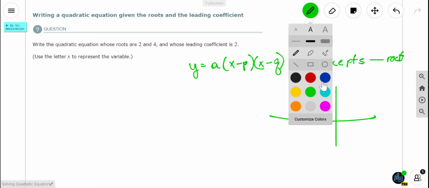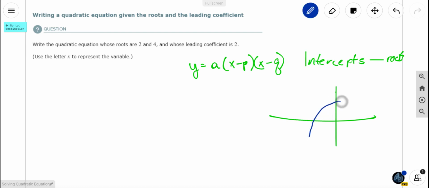Okay, so if we are graphing this quadratic, this is where the graph crosses the x-axis. These are called intercepts. They're also called roots. They have 5 names. These points are so important that they have 5 names. Let's see, solutions, intercepts, roots. But this is the equation they want you to grab. So you just need to plug it in.